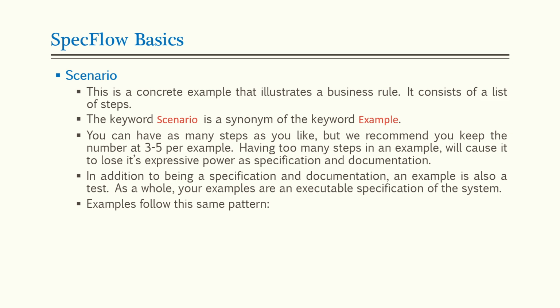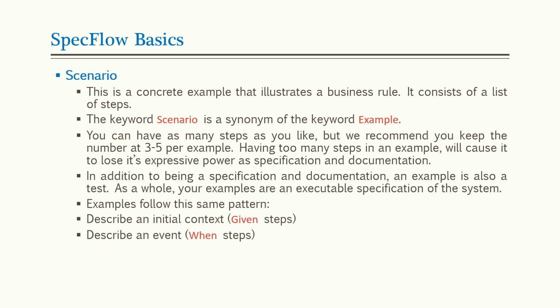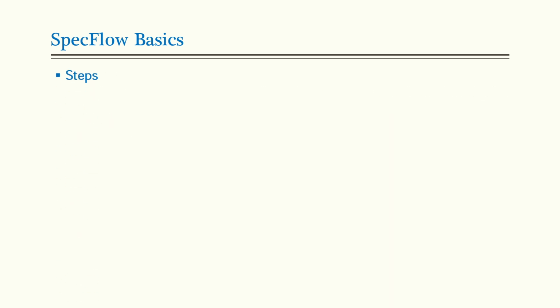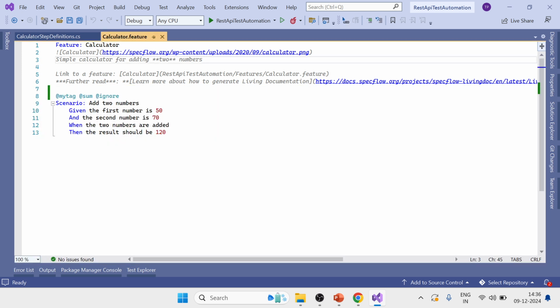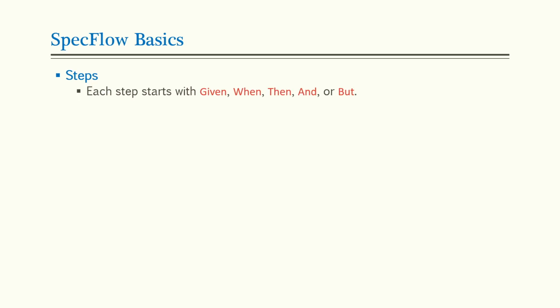Examples follow the same patterns. Describe the initial context given, describe the event in the when step, describe the expected outcome in then. Each step starts with given, when, then, and, or but. So if I show here, given, when, then, and, or you can use but also. Yes, okay, so this is the but.